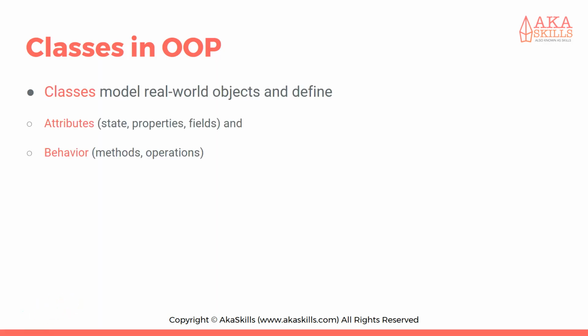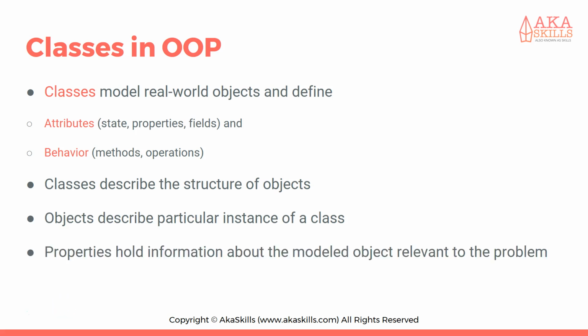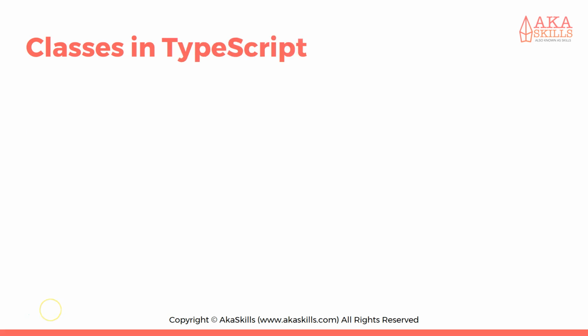So classes in object-oriented programming, they're basically real-world objects and they define attributes and behavior. Attributes, this is the state, properties, and fields. And behaviors, they are the methods and operations of that class. Classes are usually describing the structure of the real-world object, and objects describe a particular instance of that class. Properties can hold information about the modeled object relevant to the problem. And operations implement the object's behavior.